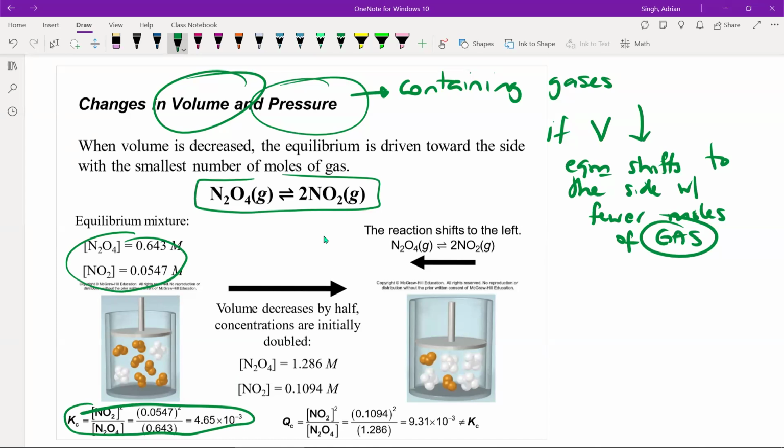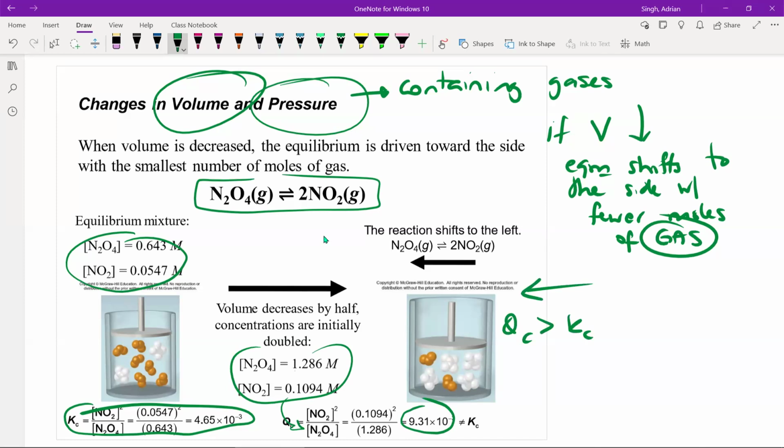If we decrease the volume, what happens is the concentrations are initially going to double if we decrease the volume by half, because concentration is moles over volume. So if the volume goes down, the concentrations are going to go up. If we plug those numbers into our Qc expression, the Qc ends up being a slightly larger value than what was previously. So our Qc is now greater than Kc. Equilibrium is going to shift to the left side as a result of that.